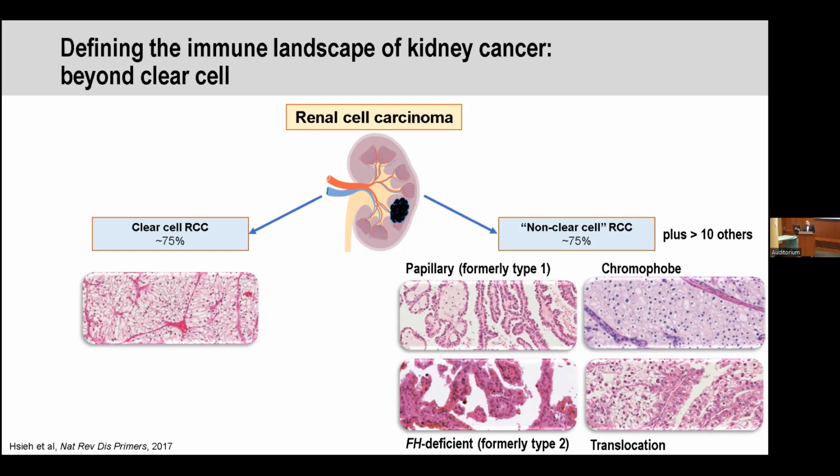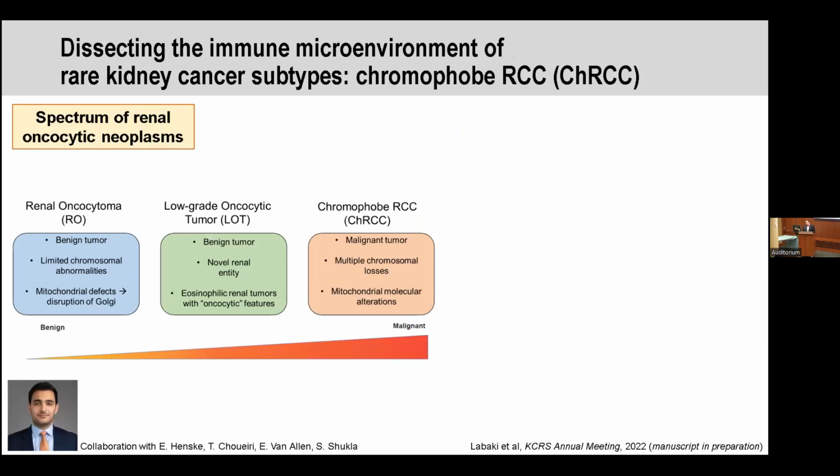And so our first approach to this is really in the chromophobe space. Chromophobes really are along a spectrum of these renal oncocytic neoplasms that range from pretty benign tumors, renal oncocytomas, which virtually never metastasize. They really have limited genomic alterations. Chromophobe is on the other end. They are true malignant disease. They have multiple whole chromosome losses. And then there's also these emerging entities in between, low and high grade oncocytic tumors, which have variable potential to actually invade and metastasize.